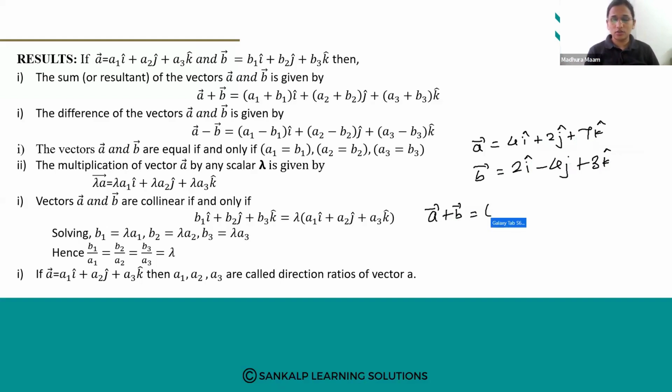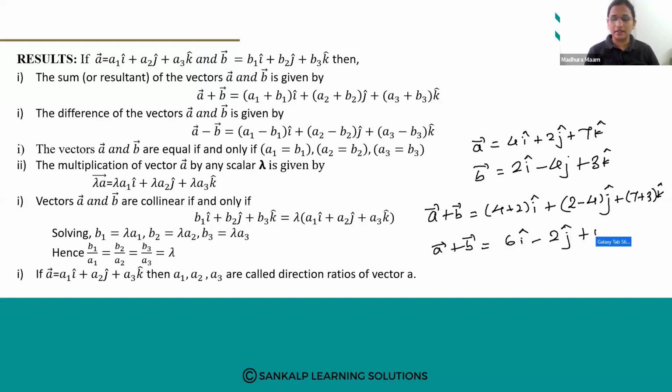The i components: 4 plus 2. Next the j component, here the j component is 2, and here the j component is -4. So this becomes -4. Now what is the k component here? 7 and 3. Okay, so what is the required resultant vector? This is 6i. 2 minus 4 is -2. Plus into minus is minus, and this is 10k. And this is your required resultant vector. Okay, so this is how you have to add. How? Component wise. I with I, J with J, K with K.